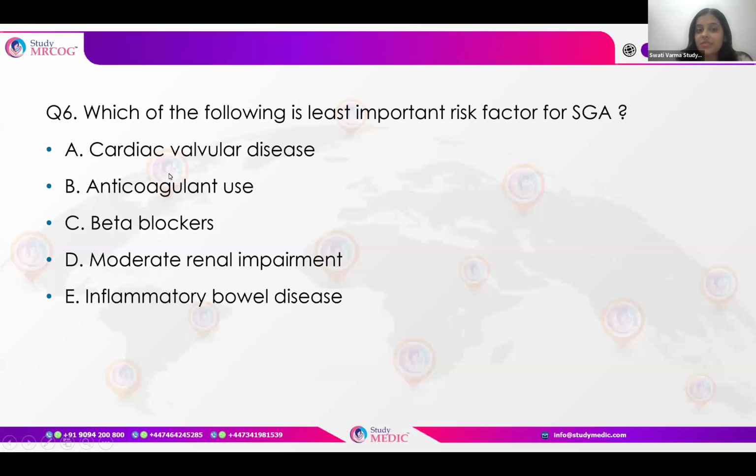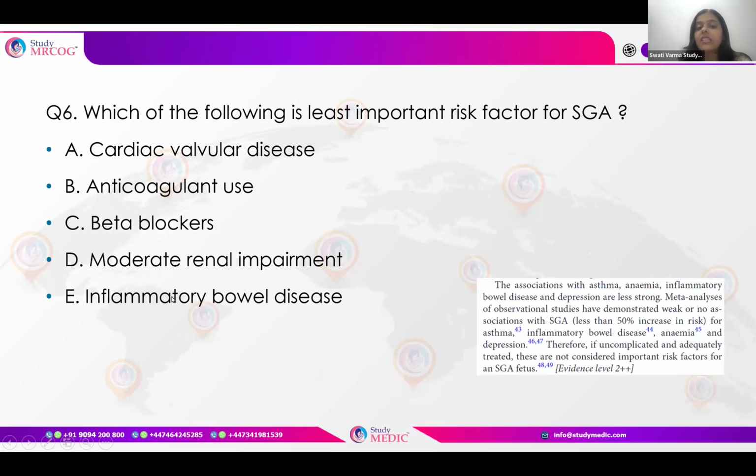Which out of these is the least important risk factor for SGA? Cardiac valvular disease is there. If she is on anticoagulant use, it is a risk factor. Beta blockers are also a risk factor for SGA. Moderate or severe renal impairment is a risk factor for SGA, but IBD is less.